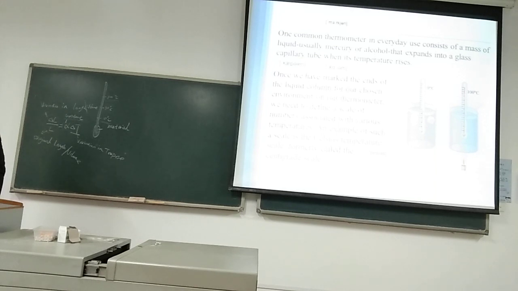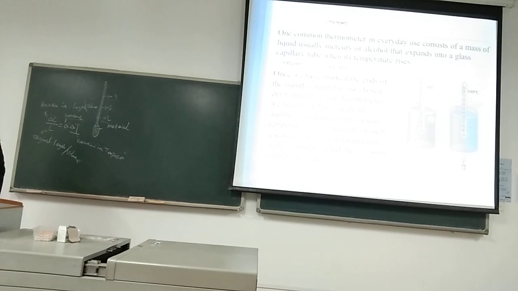Once we have marked the end of the liquid volume for our chosen environment on our thermometer, we need to define a scale of numbers associated with various temperatures. An example of such a scale is the Celsius temperature, formerly called the centigrade scale. The definition of 0 centigrade in the centigrade scale is the temperature of the mixture of ice and water, and 100 centigrade is defined as water which is just beginning to evaporate, to be boiled.